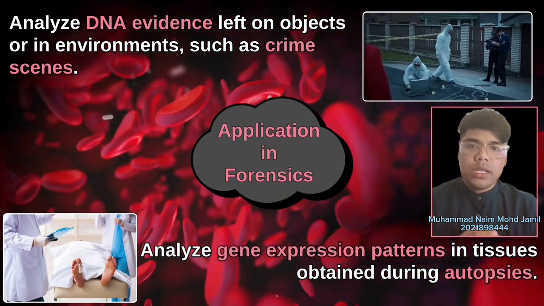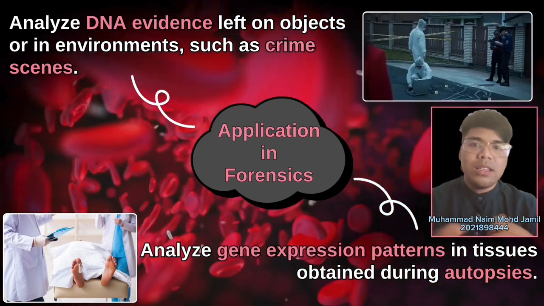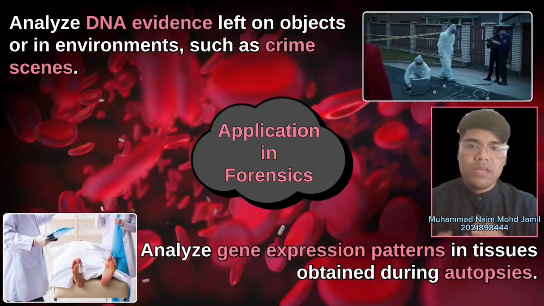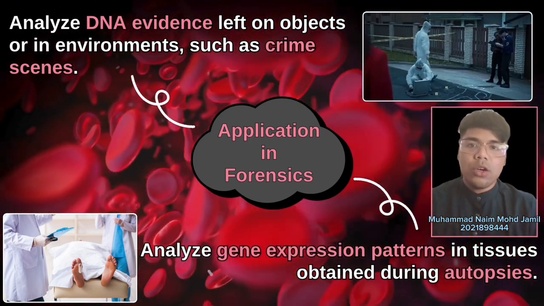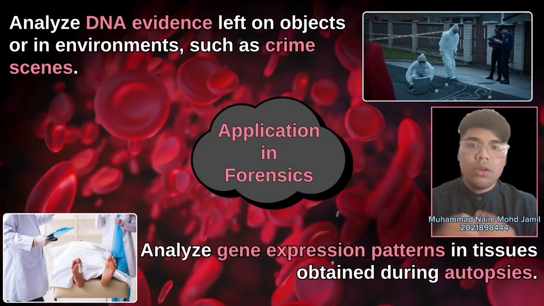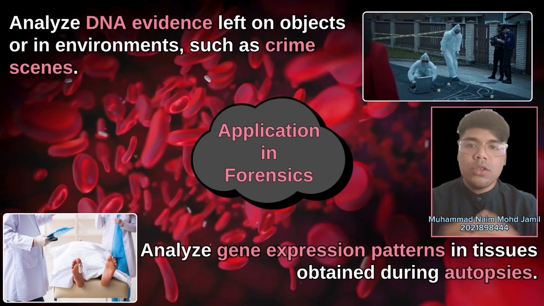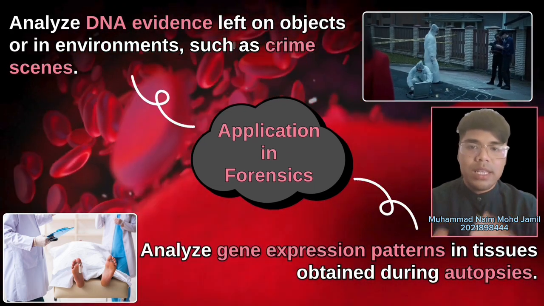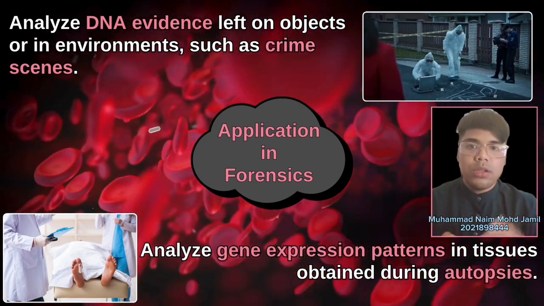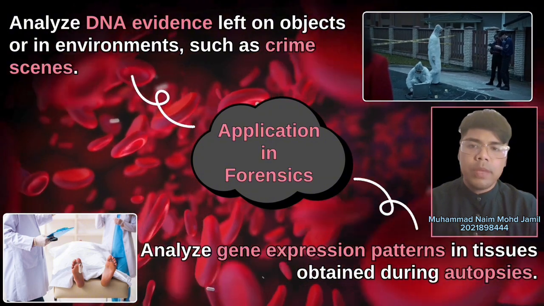By using microarrays, forensic scientists can identify and quantify specific genetic markers that can help in identifying individuals or linking suspects to a crime scene. This can be particularly useful in cases where the DNA evidence is degraded or only small amounts are available.